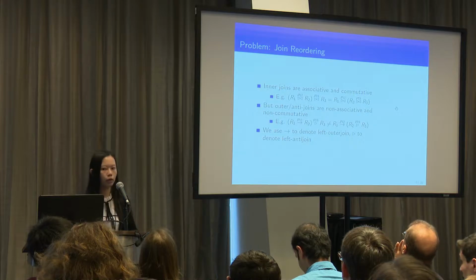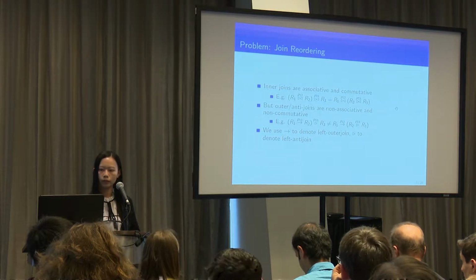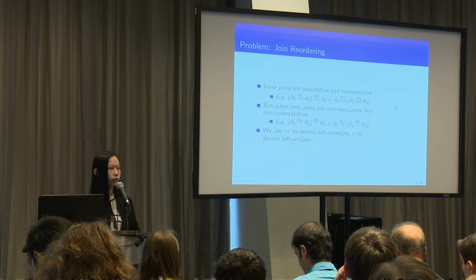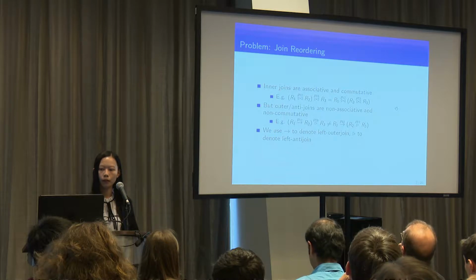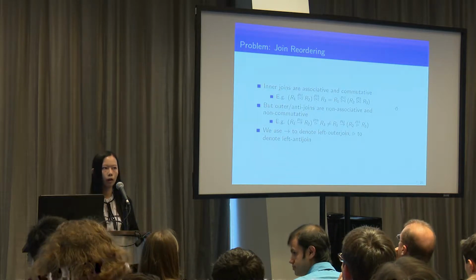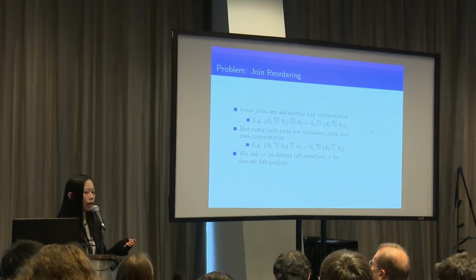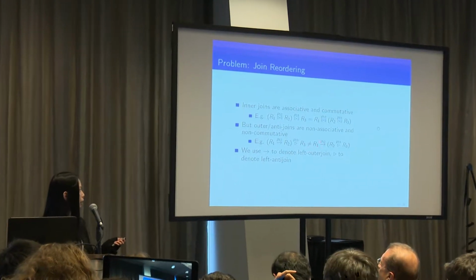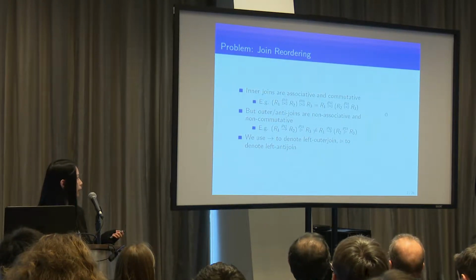The problem is join reordering. Inner joins are associative and commutative, so it's easier to reorder inner joins. The challenge is when we have outer joins or anti-joins in the query, because they are in general not associative or commutative. Here, for example, left outer join and anti-join are not associative, so it's not equal. We use an arrow to denote left outer join and a triangle to denote anti-join.